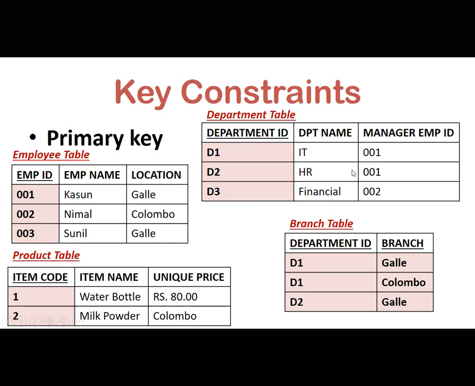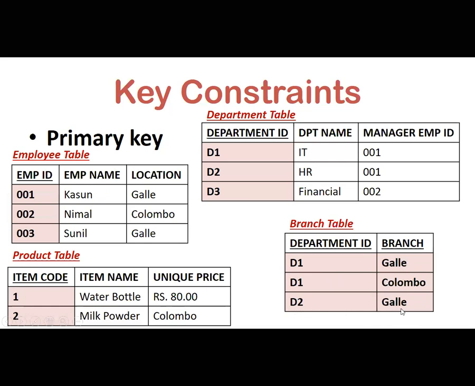Then if you take manager employee ID 001, you know that is Mr. Kasun, and he is from the Galle branch, right? Even here, department 1 and department 2 have different branches. Department 1 is in Galle, department 1 is in Colombo, and department 2 is in Galle.